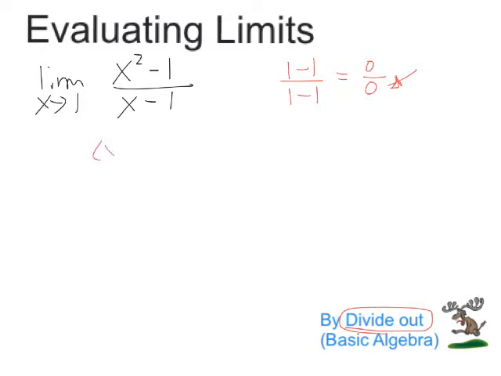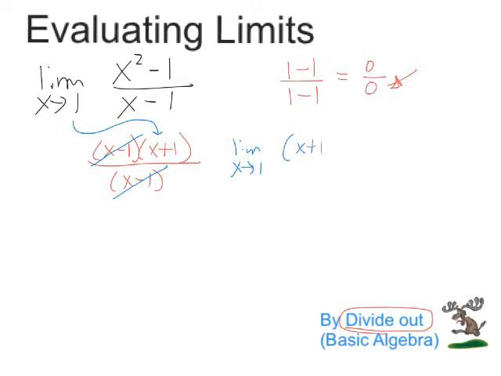So if we factor our numerator, it factors to x minus 1 times x plus 1, and our denominator stays as x minus 1. And we see that a term divides out, and we are now able to do direct substitution because a term divided out. So the limit as x goes to 1 of x plus 1. Direct substitution tells us that that is equal to 1 plus 1, which is 2. So our limit approaches 2.